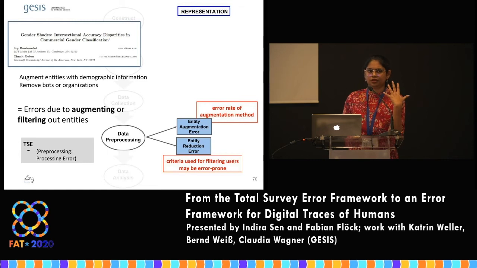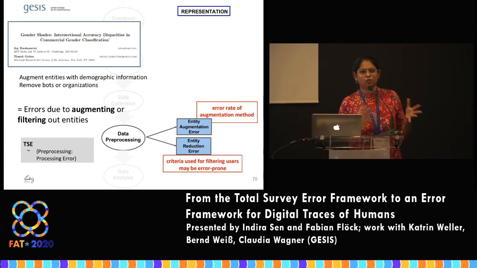Similarly, entity reduction error, perhaps it's not that problematic, or maybe it's not been studied in that much detail yet, but methods for removing bots are not perfect, and they're also not always up to date. Bot detection is kind of like an arms race, where as you develop detection systems, bots learn how to evade them, or bot creators learn how to evade them as well. So a bot detection system that was perhaps working really well, with an accuracy of 90% in 2017, might not be as effective in 2020. So these are things to keep in mind.